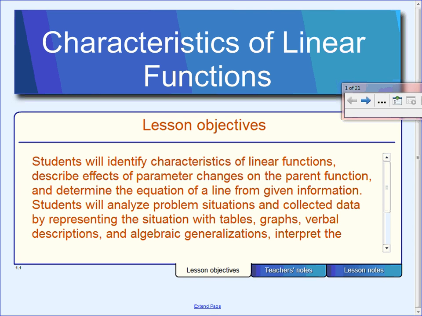Characteristics of linear functions, that's the page we should be on. As you can see from the objective, there's quite a bit that we're going to get through. It says students will be identifying characteristics of linear functions, describe the effects of parameter changes on that parent function, determine the equation of a line from given information. Students will also analyze problem situations and collect data by representing the situation with a table, a graph, verbal description, an algebraic generalization, and so on and so on. So there's a lot of material in this lesson today.